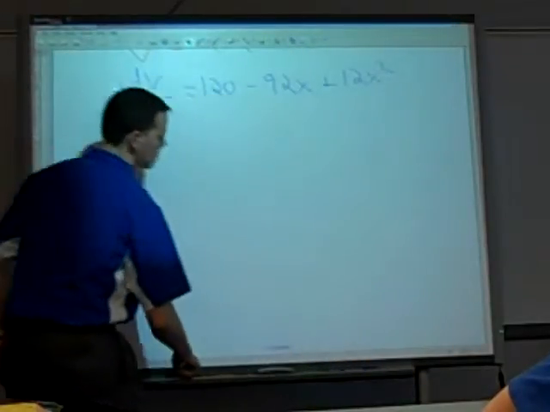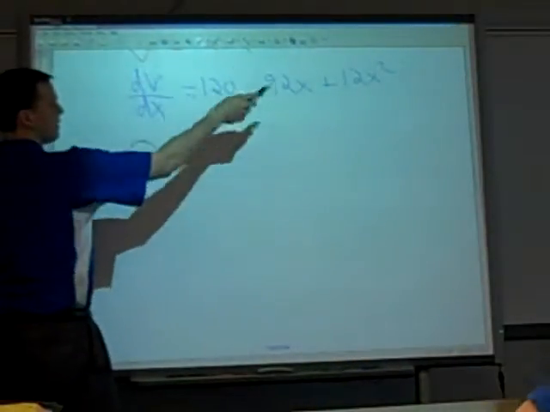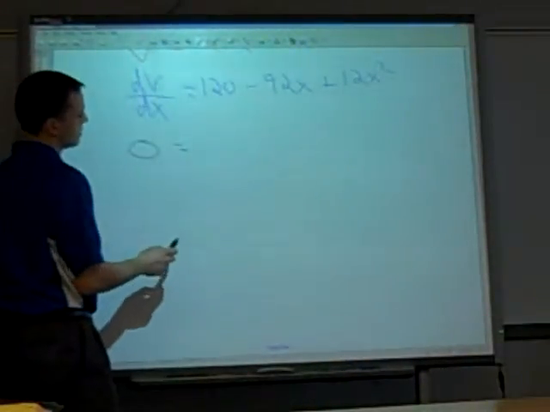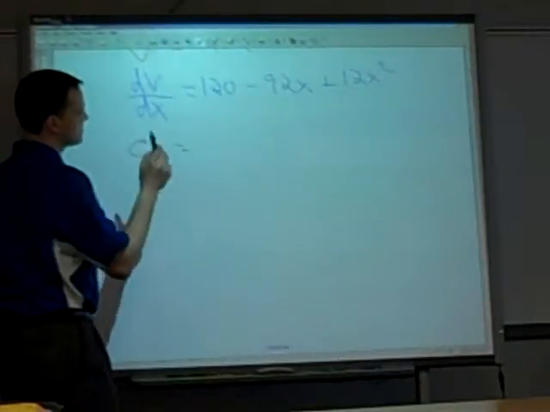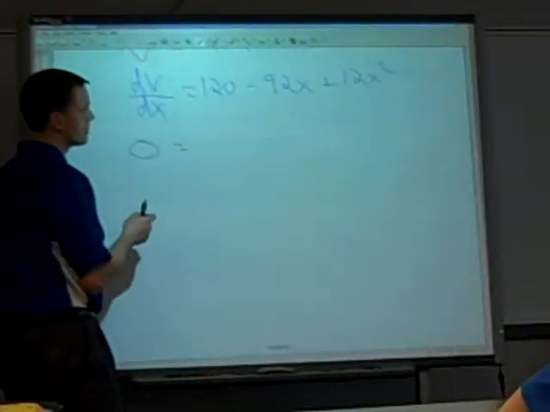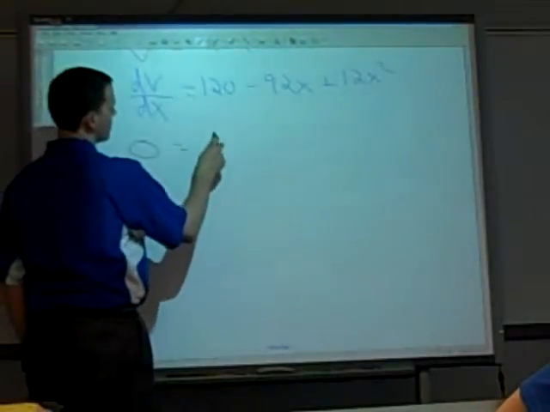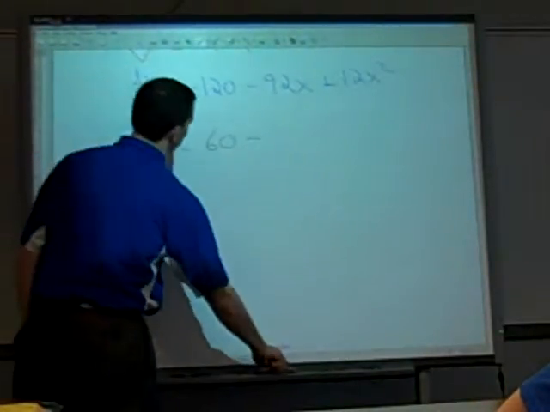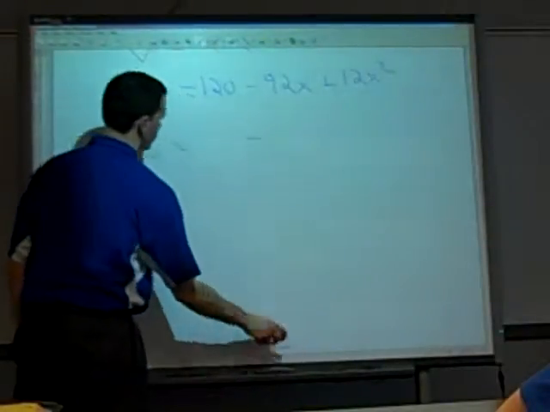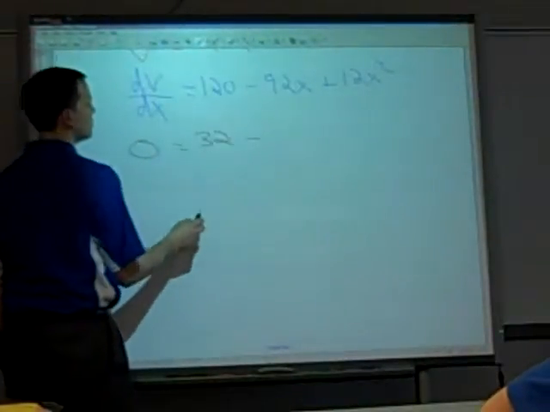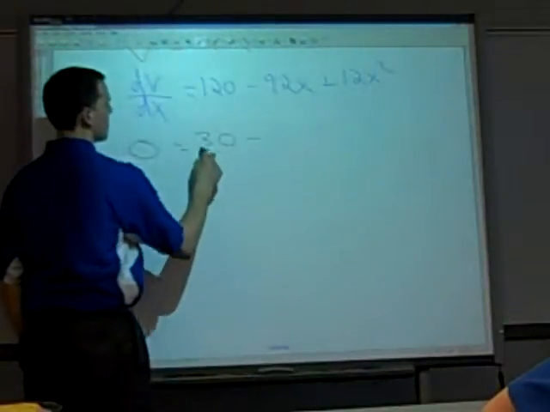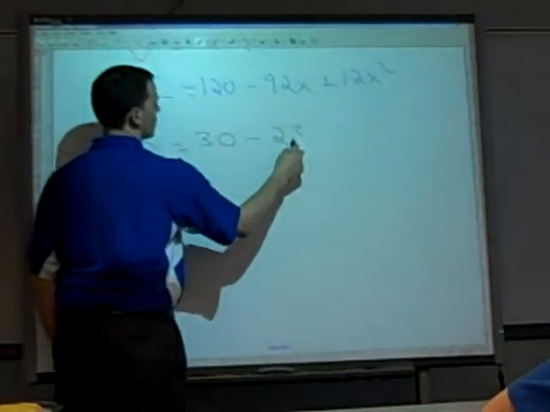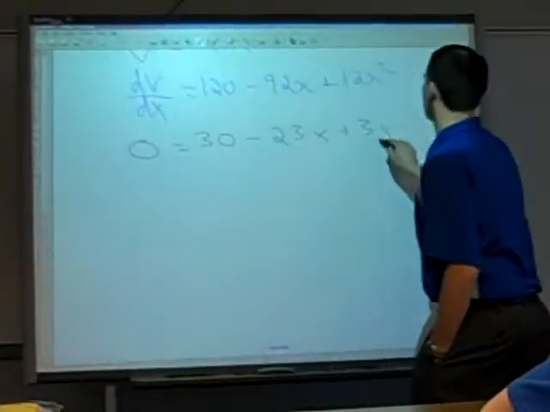Set this equal to 0. Divide everything by 12? No, it doesn't go into 92. Does 6 go into everything? No. 2 goes into everything? Yes. Oh, 4? Okay, good. So dividing by 4 we get 30 minus 23x plus 3x squared.